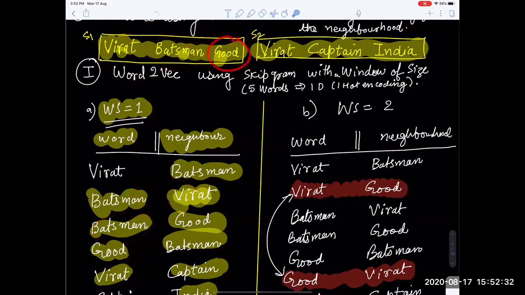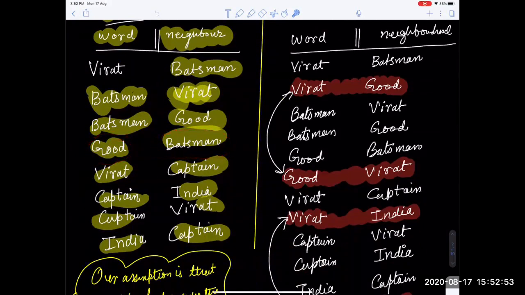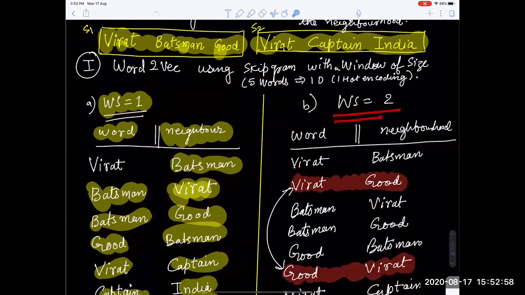Then for good, you can have only the batsman. So good and batsman. This is going to be that relationship: if I say Virat, then it has a relationship with batsman. If I say batsman, it has a relationship with Virat and with good. If I say good, it has a relationship with batsman, and so on, and do it for the whole data set. Similarly, if I take a window size WS equal to 2, then Virat is not only related to batsman, Virat is also related to good.